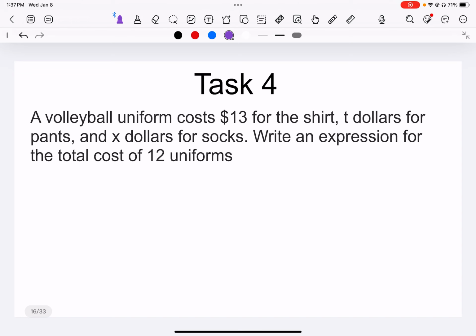A volleyball uniform costs $13 for the shirt, $T for pants, and $X for socks. Write an expression for the total cost of 12 uniforms. 12 uniforms is going to include a shirt, pants, and socks. So if I add those together, 13 plus T plus X, but since I need 12 of them, I'm going to multiply this whole expression by 12 by putting the 3 terms inside the set of parentheses.